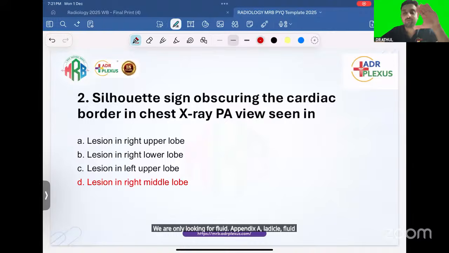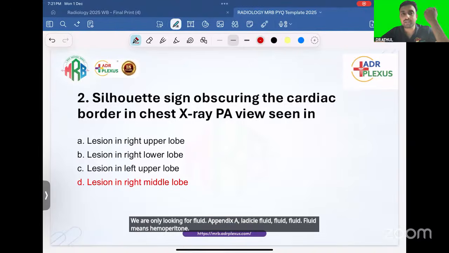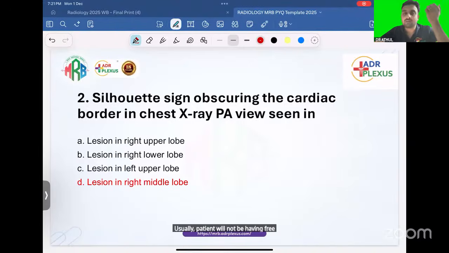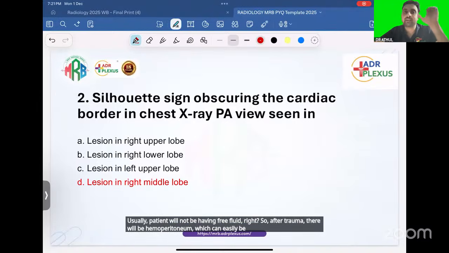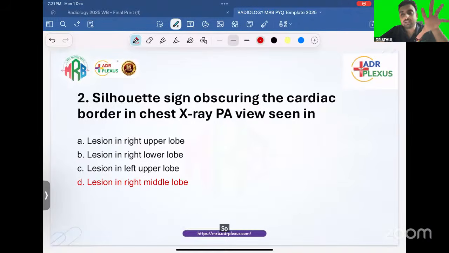Fluid means hemoperitoneum. Usually a patient will not be having free fluid, right? So after trauma, there will be hemoperitoneum, which can easily be picked up by ultrasound. That is the concept of doing FAST. So usually in MRB, they will not ask about E-FAST. Okay, so very good. I forgot to tell that.